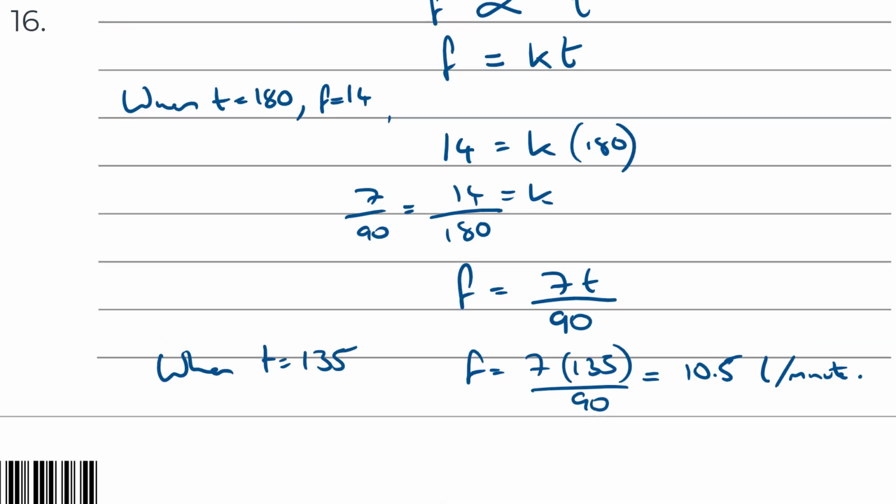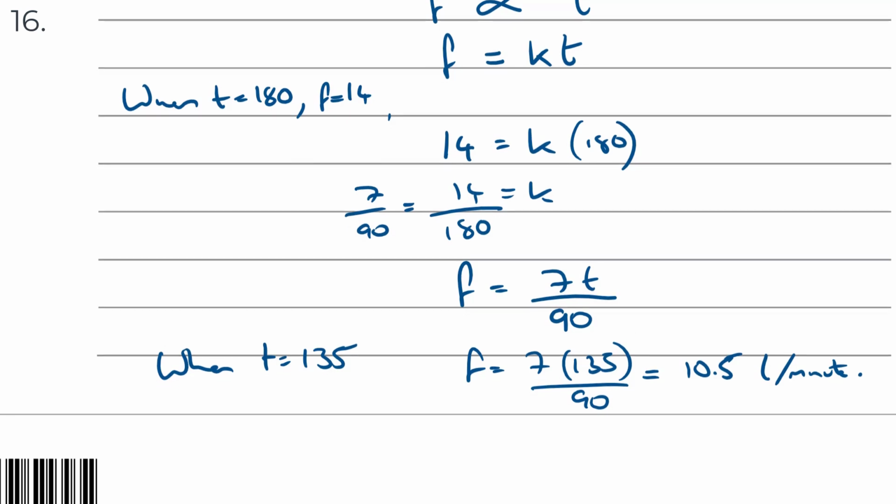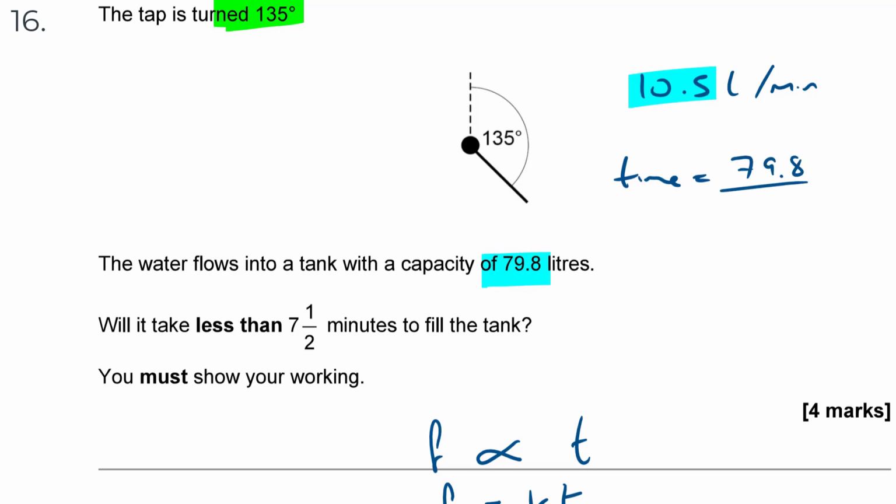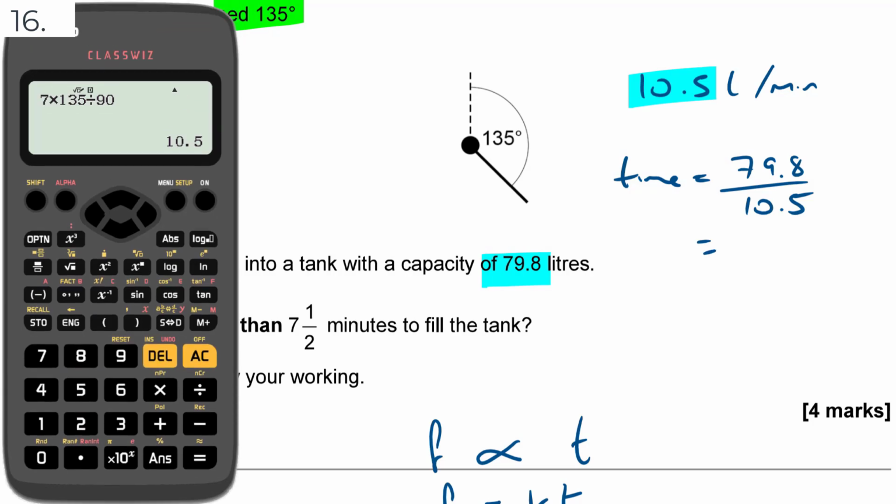Okay, running out of space a bit here. So if the flow is 10.5 litres per minute, let's come back up here. Will it take less than 7.5 minutes to fill the tank? Well, the capacity of the tank is 79.8 litres and it is filling at 10.5 litres per minute. So if we divide one by the other, we'll find out how long it takes. So time is going to be 79.8 divided by 10.5. That gives me 38 over 5, which is the same thing as 7.6.